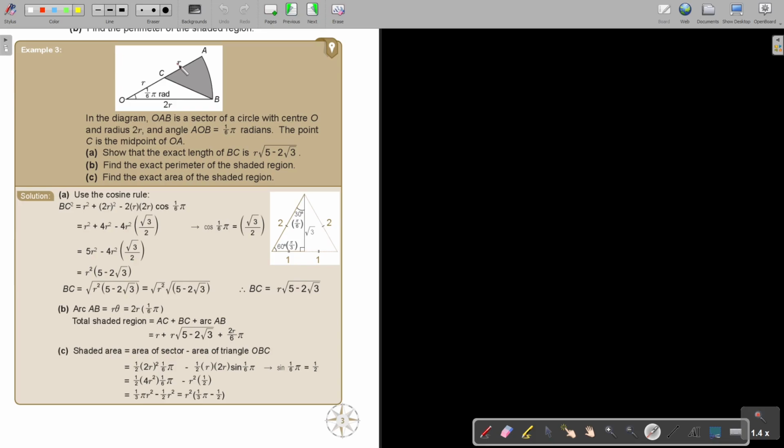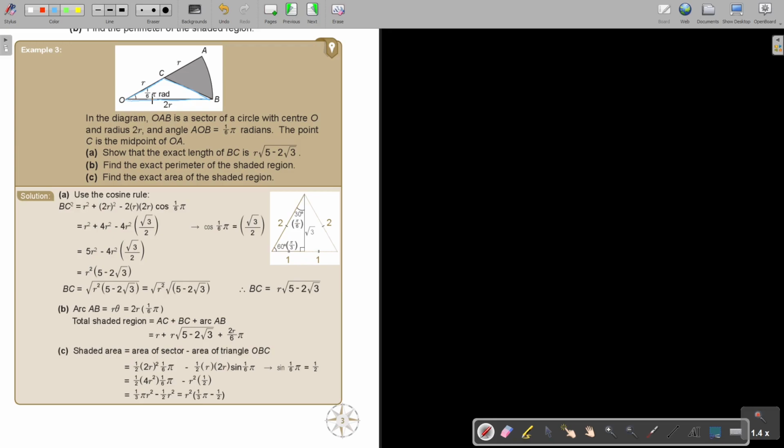Okay. Show that the exact length of BC, so I'm in this triangle. So the exact length, and it's in terms of r. It's not in terms of pi, it's just in terms of r. So I'm just going to keep it in terms of r. But always, if you see 1 over 6 pi or 1 over 3 pi, always think of your special triangles. So use the cosine rule.